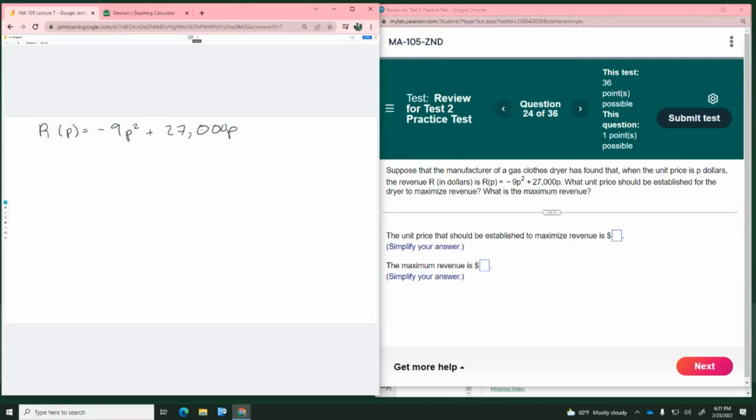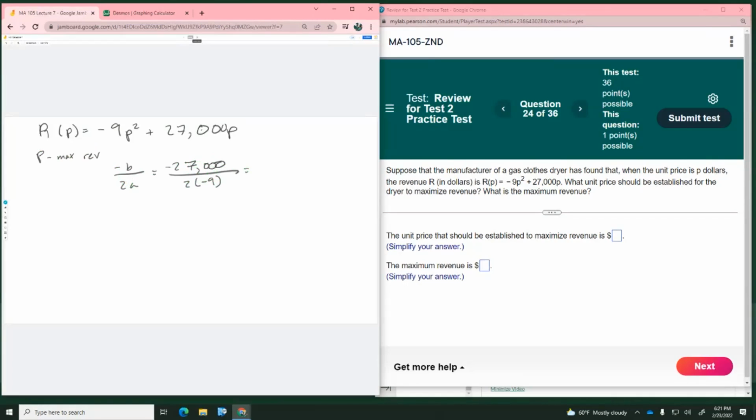All right, what unit price should be established to maximize revenue? What is the maximum revenue? It should be real simple. We're trying to find the unit price. We want the price, so we want P, to maximize revenue. So in this case, once again, use negative b over 2a. Real simple. Negative 27,000 over 2 times negative 9.